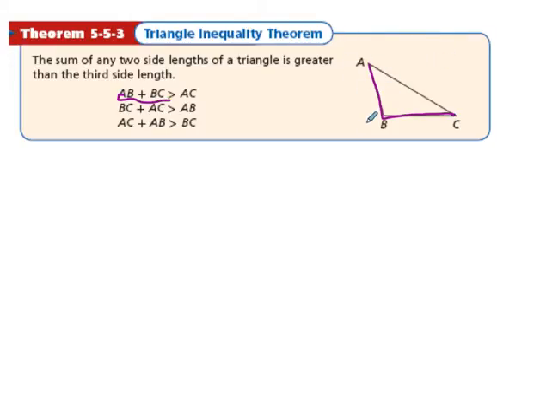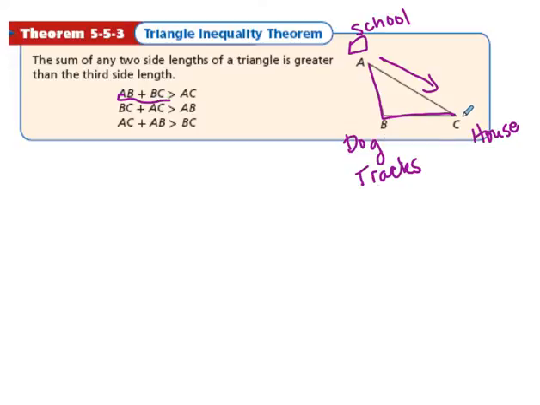Okay, and you can also think about it this way. If you have a choice between, let's say this is the school, and then your house, and this is dog tracks. It is always faster to go straight to your destination. As soon as you make a detour, it's a longer drive. And that's all this is saying, is that the sum of the two side lengths has to be greater than the third. Now, if you need more time to copy this down, please press pause, and when you're ready, press play again.